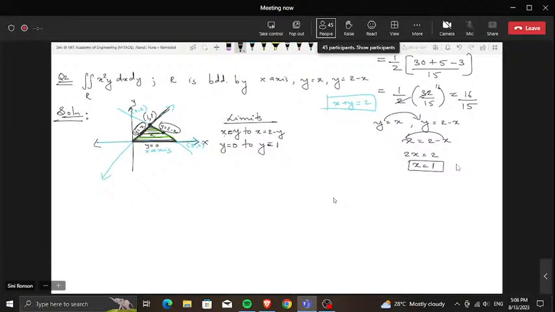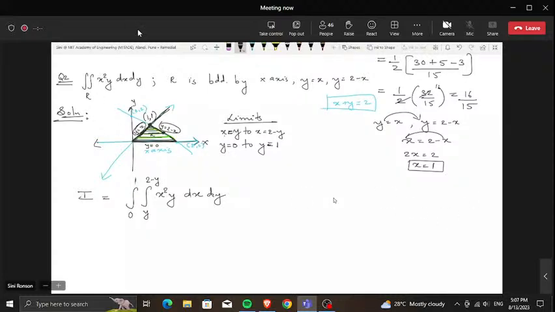Okay, so now once we got the limits, we'll rewrite our integral with the limits that we have found. So x squared y, I have decided to go with dx dy order. And then I'm going to write down the limits now. What is the limit here? I'm going to take x is equal to y to x equal to 2 minus y. And then you take y equal to 0 to y equal to 1.